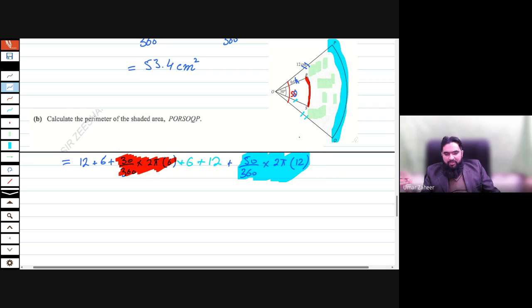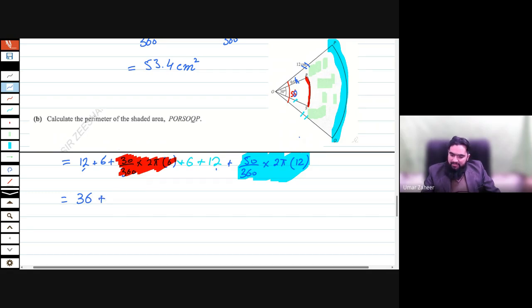For a perimeter with this type of shape, you always start from one point and take a complete round trip back to the same point. Sometimes you may miss this side or any other side, so there's a lot of chance of mistakes. Just simplify: 12 plus 12 is 24, 24 plus 12 is 36. The whole number is 36.